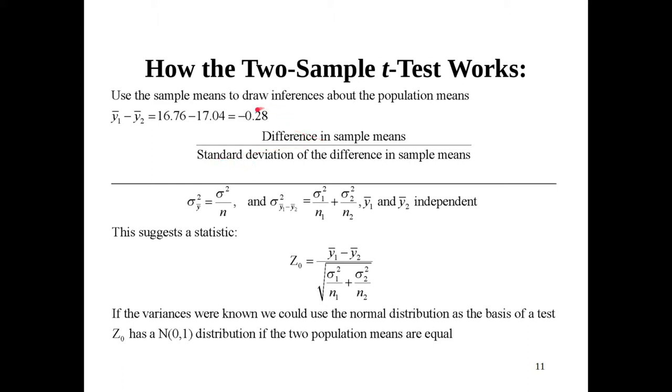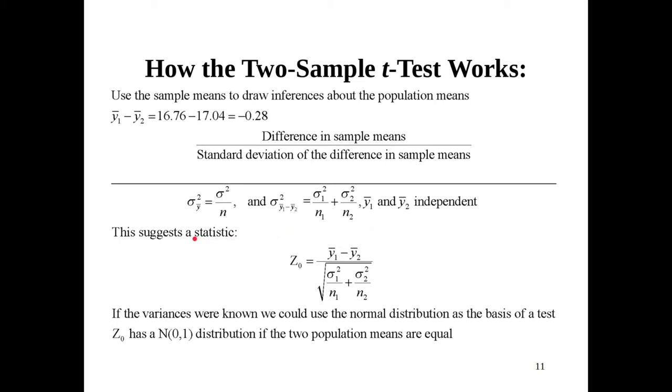We already know the difference in sample means, which is minus 0.28, but we want to find out the standard deviation of the difference in sample means. So first we can calculate variance and then we can take a square root of that. So from this formula here, the variance of the difference in sample means y1 bar minus y2 bar is equal to, from the right hand side, sigma 1 square divided by n1 for the first sample, plus sigma 2 square divided by n2. And the assumption here is y1 bar and y2 bar are independent. That means there is no correlation between these two samples. They are independent of each other.